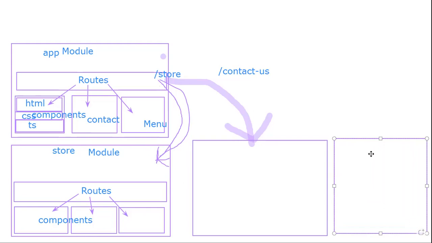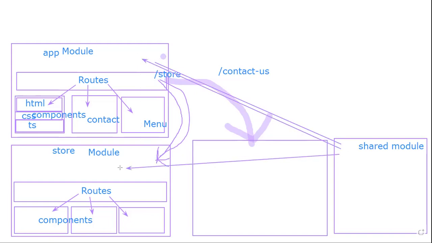Okay, this is a shared module, meaning all information which is needed for all the modules, or which is generic, will be given by the shared module. So this will be used by the app module, this will be used by the store module, and this will also be used by any other module. Whoever is going to be there will need this module's feature.